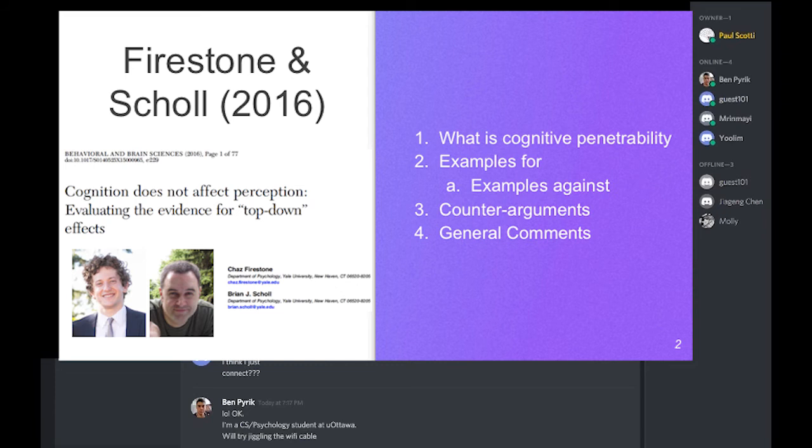And I wanted to lead a discussion on this article because it's quite an entertaining read, because there were hundreds of articles already out there that were purporting to have evidence that cognition does affect perception. And they're saying that they don't believe any of that evidence and that it's all wrong, essentially.